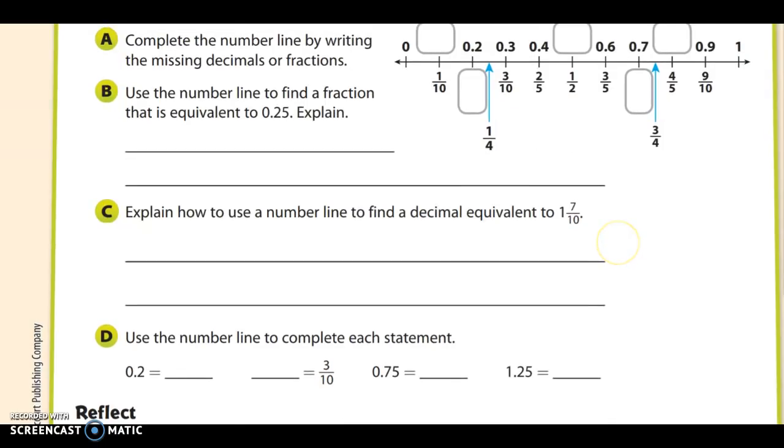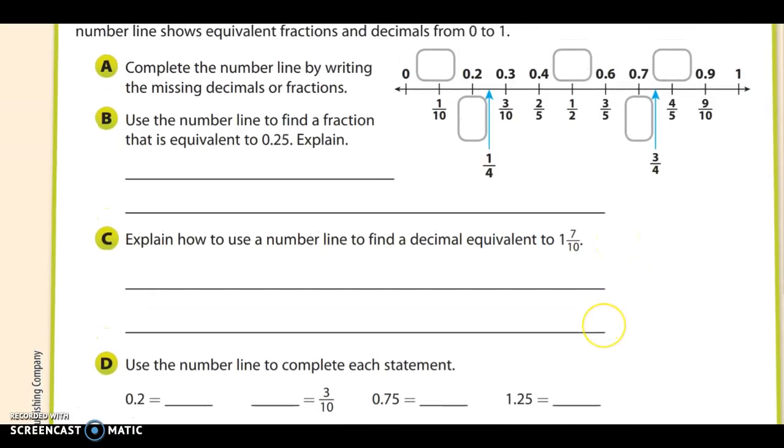And we've got some equivalents here, and I think I can use my number line to use these. It says use the number line to complete each statement. 0.2 equals, and again, a lot of kids right here think it's going to be 2 over 10. And you can even write 2 over 10 as long as you're willing to simplify it to the better answer, which is 2 divided by 2 is 1, and 10 divided by 2 is 5. The best answer is 1/5.